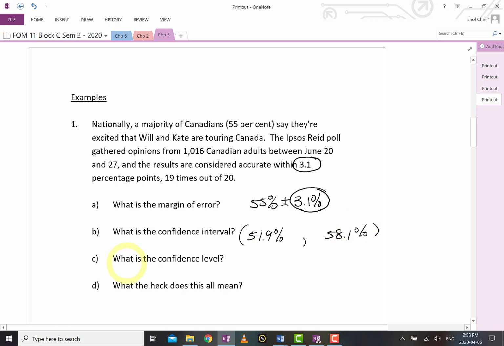What is the confidence level? Well, the confidence level is, if we did 20 polls, 19 of those polls would be roughly around this area. So the confidence level is 19 out of 20, also known as 95%.